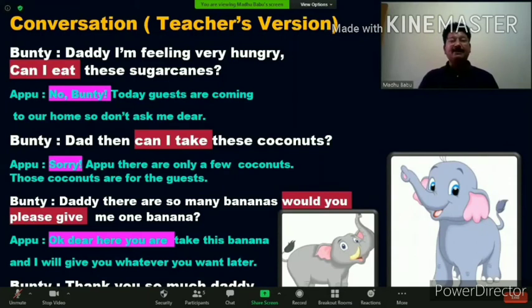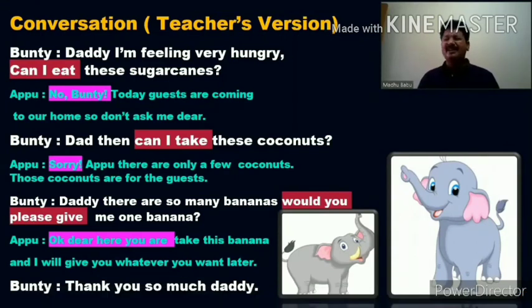Daddy, I'm feeling very hungry, can I eat these sugar canes? No Bunny, today guests are coming to our home, so don't ask me, dear. Dad, then can I take these coconuts? Sorry Appu, there are only a few coconuts. Daddy, there are so many bananas, would you please give me one banana? Okay dear, here you are, take this banana.